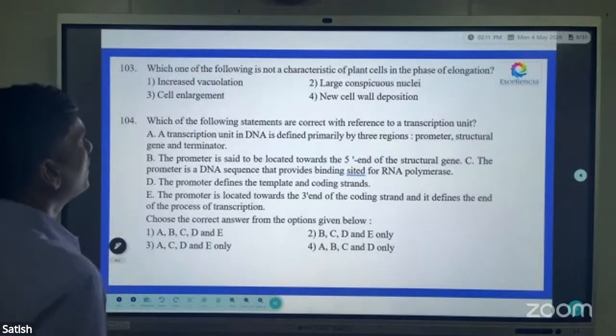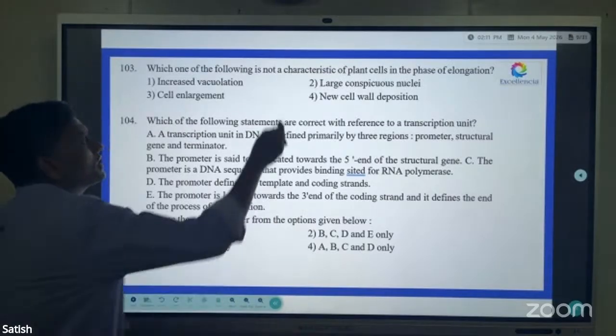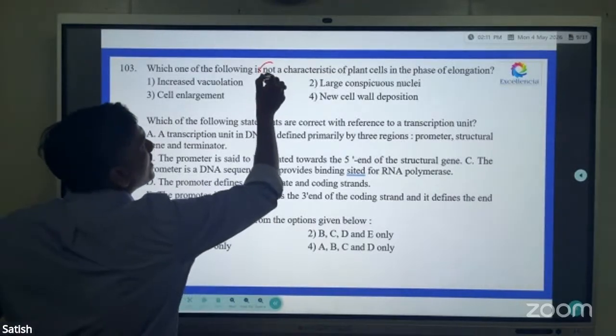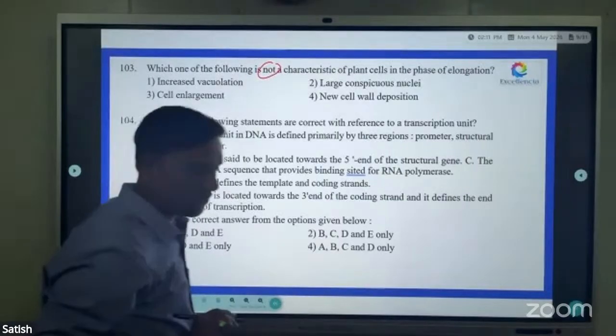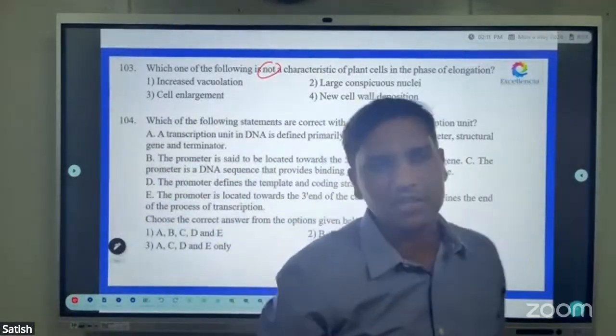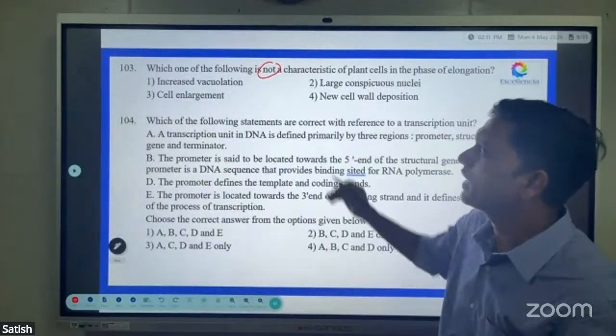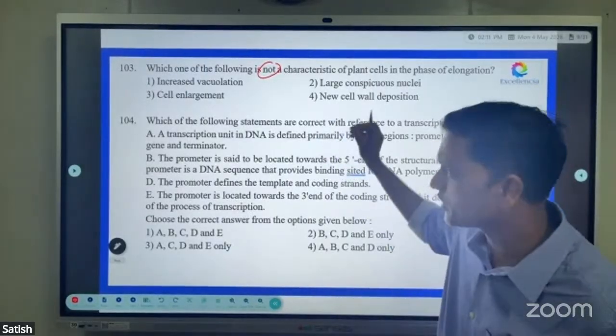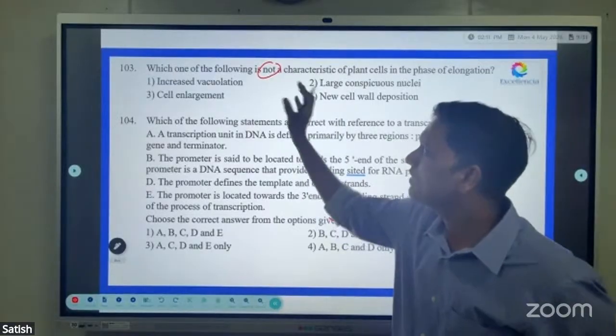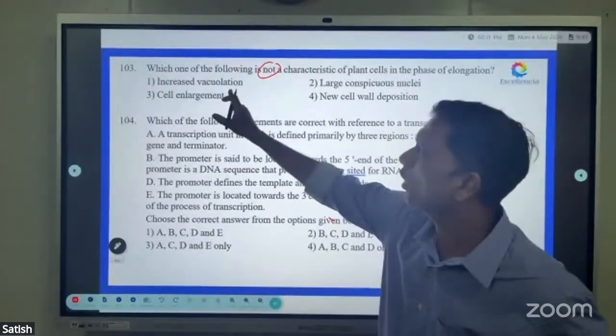Next question. Which one of the following is not a characteristic feature of plant cells in the phase of elongation? So this question is related to plant growth and development. In plant growth and development, we have phases of growth. The topic is phases of growth. So we can eliminate the options by seeing them.